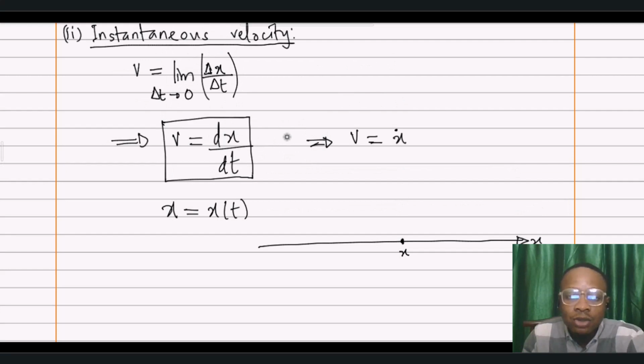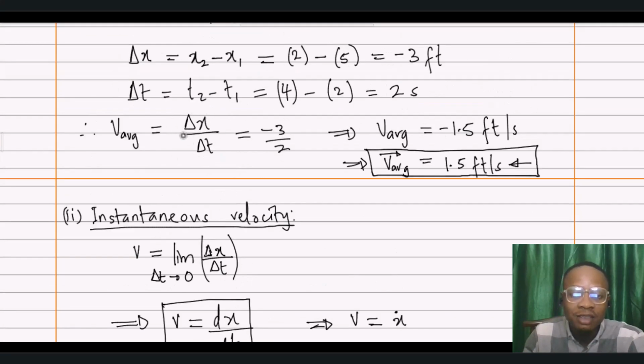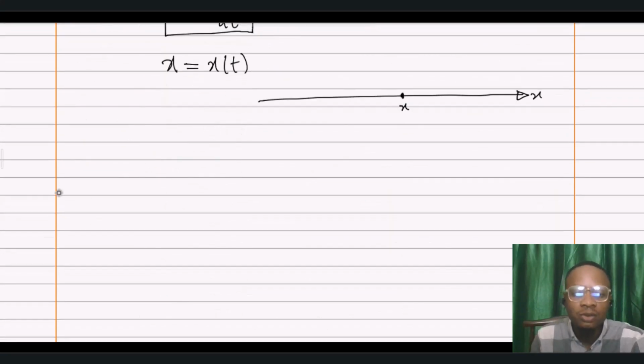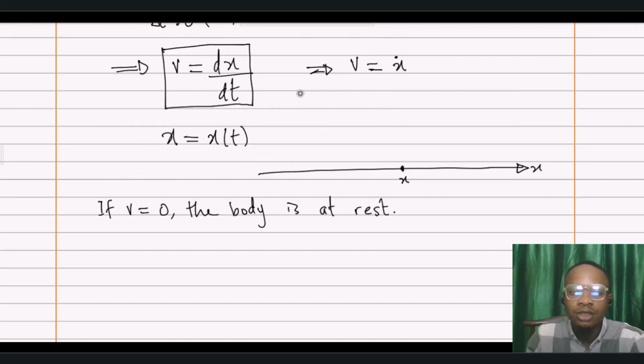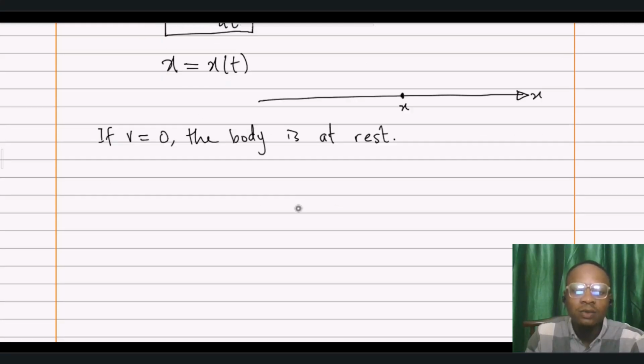But that is not true for average velocity. If the displacement is 0, average velocity will be 0, and that would not imply that the body is at rest. So let us observe that if v, which is instantaneous velocity, is 0, it means that the body is at rest. The body is not moving because x is not changing. That is the meaning of v being the rate of change of x, the position coordinate of the body, with respect to time. So if v is 0, then x is not changing. That means the body is at rest.